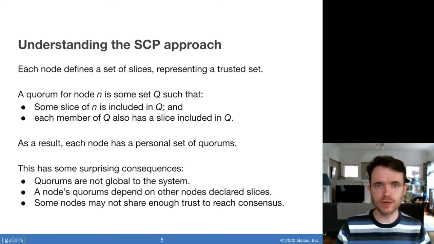This protocol has some unusual properties compared to traditional consensus algorithms like Paxos or Raft. First, quorums are not global to the system. Each node has its own view of its own quorums. Second, the quorums of a node depend on the slices that other nodes declare. A misbehaving node can influence the other quorums of well-behaved nodes. And third, some nodes may not share enough trust to reach consensus. It's even possible there may be consensus islands, a group of nodes that never converge on common agreement. Each of these properties increase the number of possible situations of the protocol and make it more difficult to formally verify.